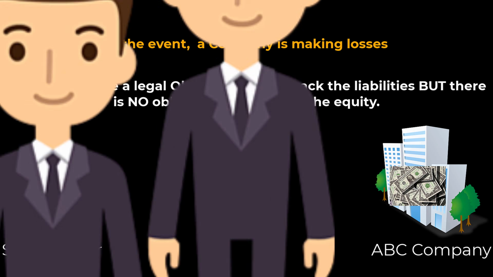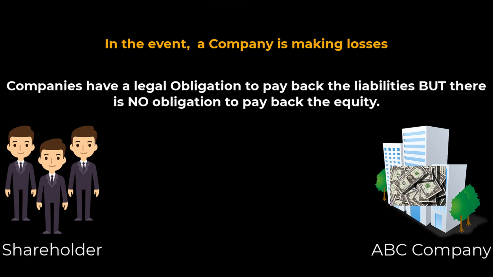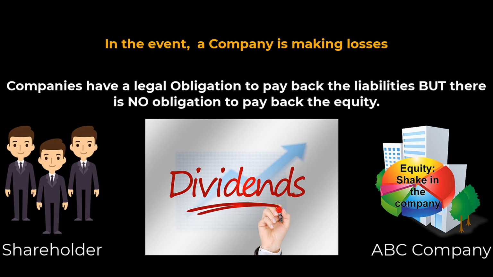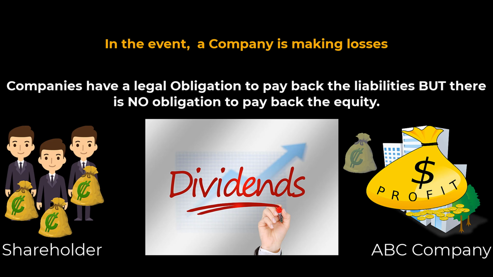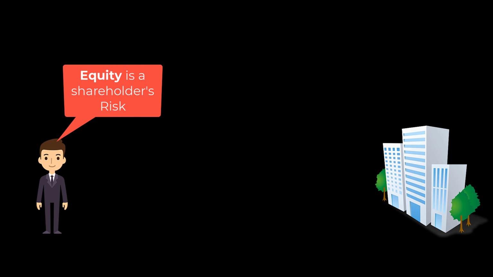If there are more shareholders, the profit is distributed according to the equity that they hold in the company in the form of dividends. Dividends are nothing but the portion of money that is set aside from the profits to distribute among its shareholders as a gesture for the capital they have invested. Equity comes with a risk. The shareholder is ready to take the risk.